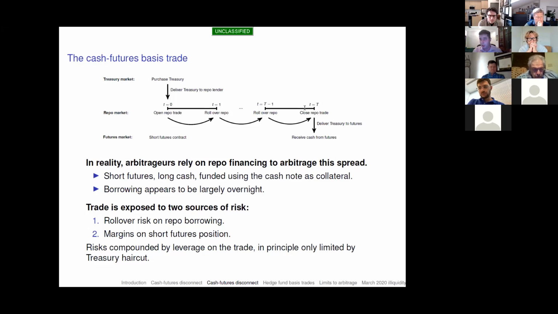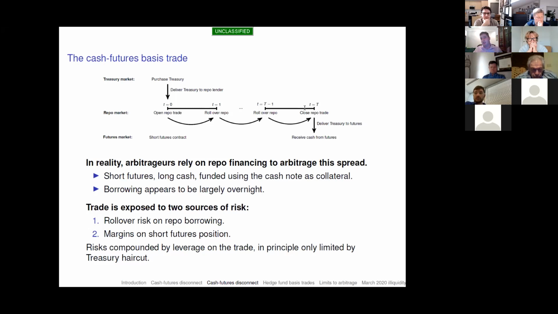This is going to drive one of those limits to arbitrage that we were talking about earlier. Because I'm borrowing overnight, I'm going to have to roll this financing over many, many times before the futures actually delivers. So I'm exposed to the risk that repo rates suddenly rise. At the same time, if you're running this trade, you have a short futures position, and there's a margin requirement on that, which can lead to sudden cash needs to meet that margin requirement.